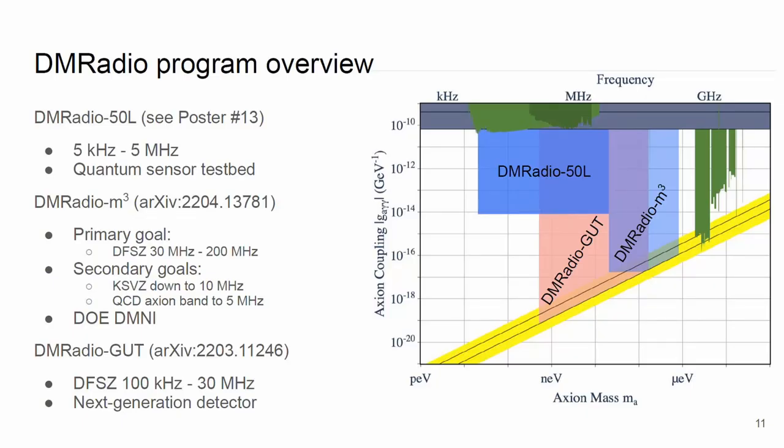Then DM radio meter cubed, the experiment that I'll be focusing on in this talk, is over here. The primary goal of DM radio meter cubed is to search for DFSD axions from 30 megahertz to 200 megahertz. The secondary goals are to search KSVZ sensitive down to 10 megahertz, and then QCD axion sensitive down to 5 megahertz. And again, this is part of the DOE Dark Matter New Initiatives program.